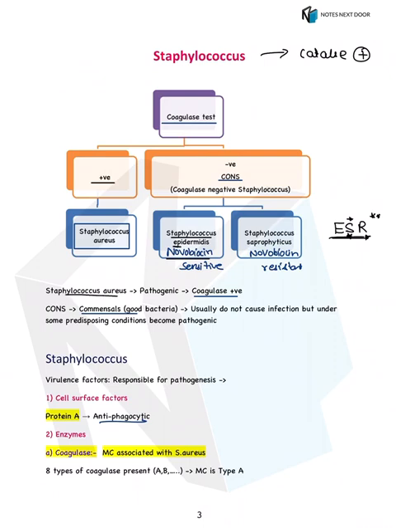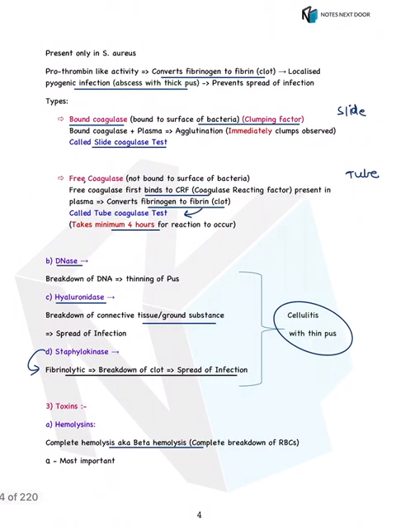Staphylococcus aureus is pathogenic and coagulase positive. The MCQ that is asked: which is the most common cause of UTI in sexually active women? The answer is saprophyticus. How can you remember? Staphylococcus saprophyticus, sexually active. Now coming on to the virulence factors in Staphylococcus. There is protein A, there is the catalase enzyme, there is the coagulase enzyme. There are two types of coagulase, bound coagulase and free coagulase. Bound coagulase is the one done on a slide. Bound has 5 letters, same way slide has 5 letters.